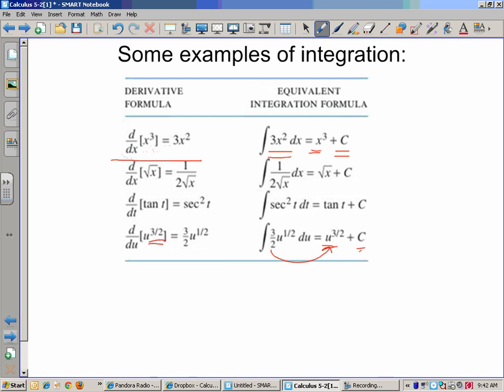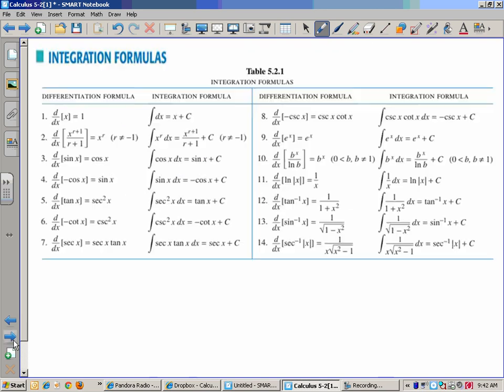You do not have to memorize these, they are just examples. This table, I hate the tables. Don't memorize any of these. You'll figure it out, if you know your derivatives, then you can just think backwards. You do not need to memorize this table.